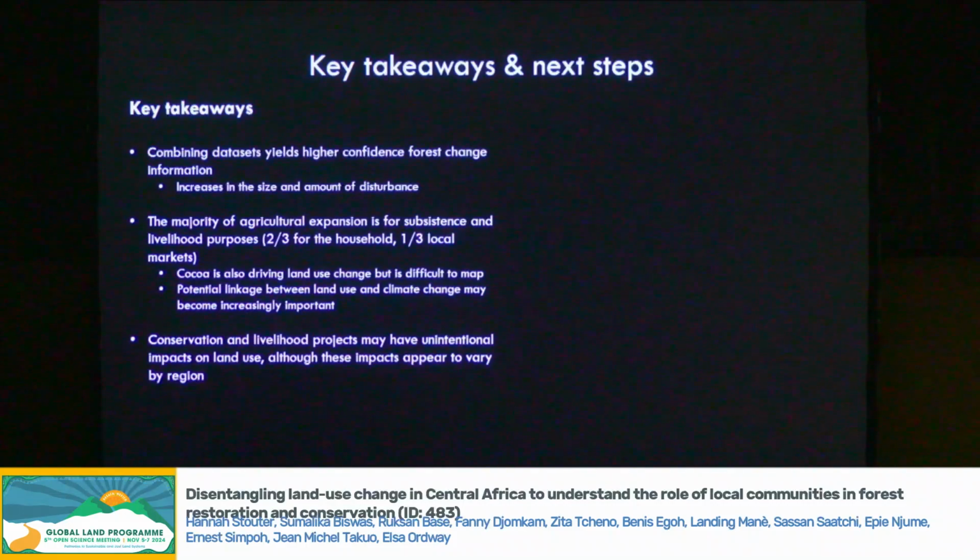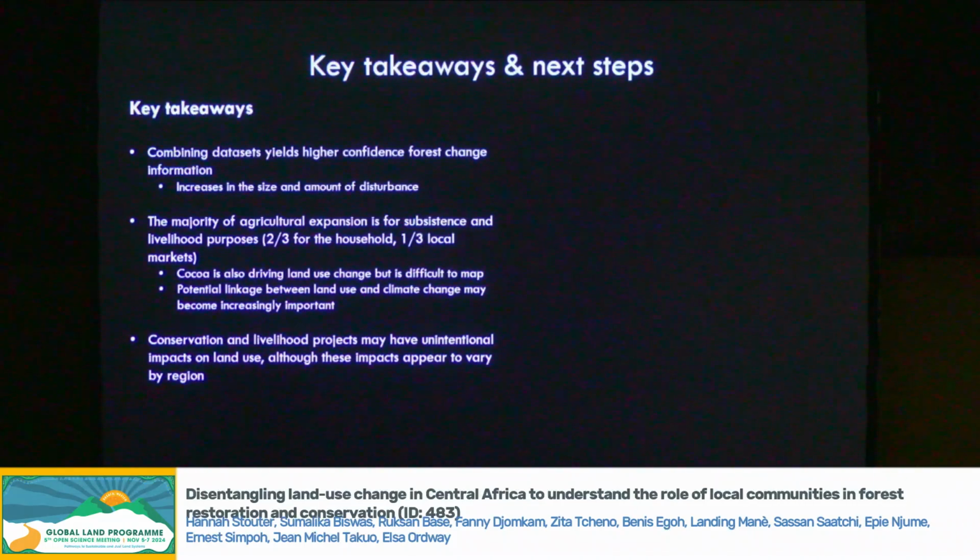We're seeing that cocoa could play an increasingly important role, but it's still small scale and it's difficult to map because it's shade grown in this region. A lot of farmers also brought up the impacts of changes in the start and end of the rainy season, impacting when they can plant and their ability to harvest those crops. So linkages between land use change and climate change could be increasingly important in this region.